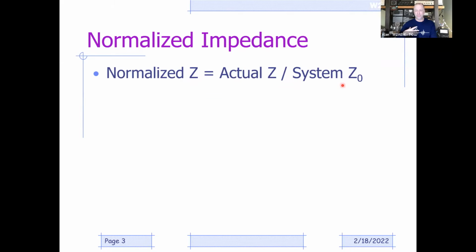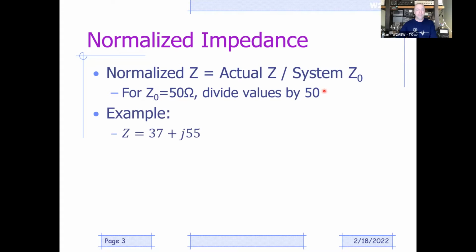Now, for 90% of what we're doing as hams, that system impedance is 50 ohms. So we take our measured impedance, divide by 50, and that gives us our normalized impedance. Here, the letter Z represents complex impedance, resistive and reactive components. So again, for a 50 ohm environment like we're mostly dealing with, we're simply dividing all of those values by 50.